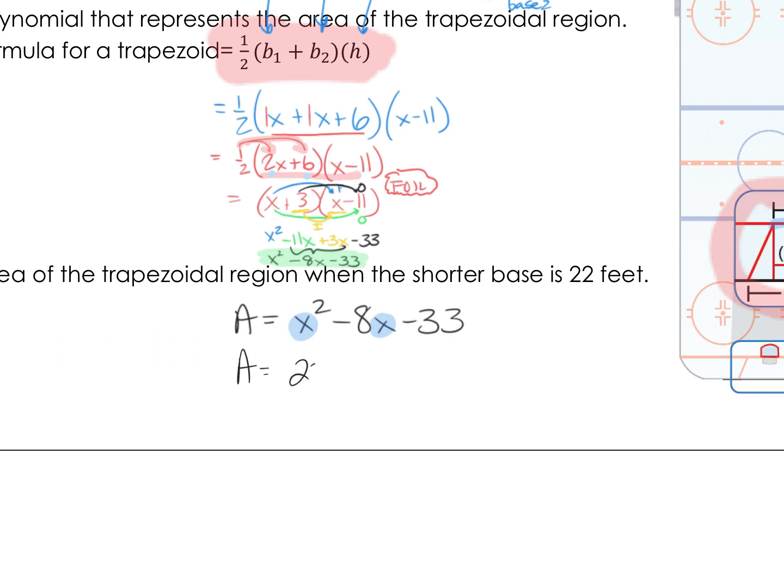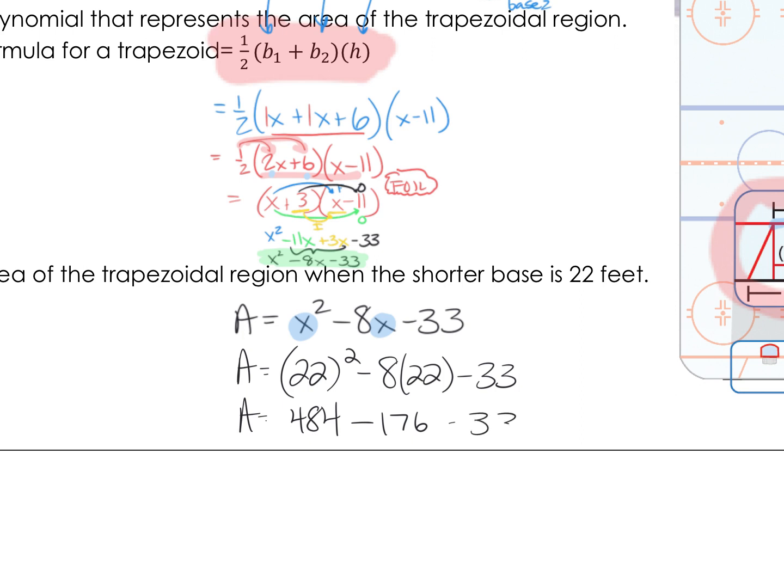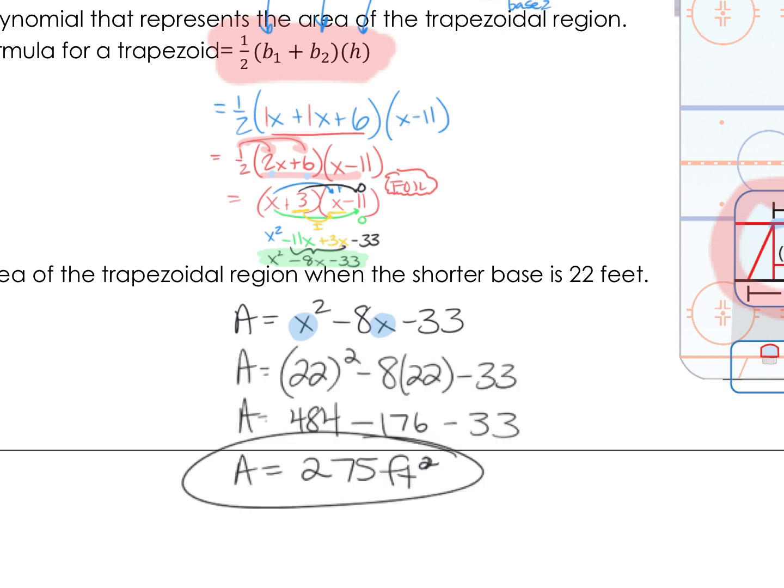So we'll have area equals 22 squared minus 8 times 22 minus 33. So as you go through to simplify this, you're going to see that 22 squared gets you 484. 8 times 22 is going to be 176, so we're minus 176, and then minus 33. Let your calculator do the work, you plug this in, and you get the area to come out to be 275 feet. And don't forget squared. When we're dealing with area, it's feet squared.